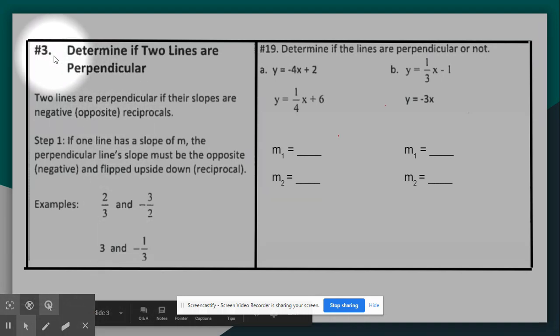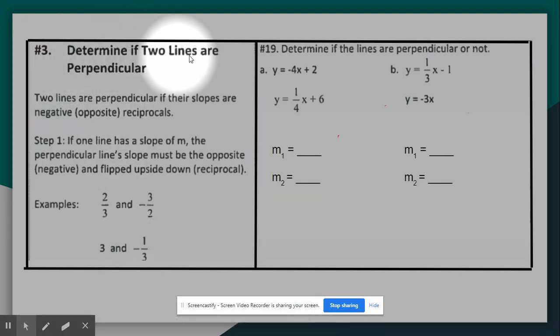Okay, so for example 3, it says determine if two lines are perpendicular. Two lines are perpendicular if their slopes are opposite reciprocals. Step 1 says if a line has a slope of m, the perpendicular line's slope must be opposite, which is negative, and flipped upside down, which is reciprocal.